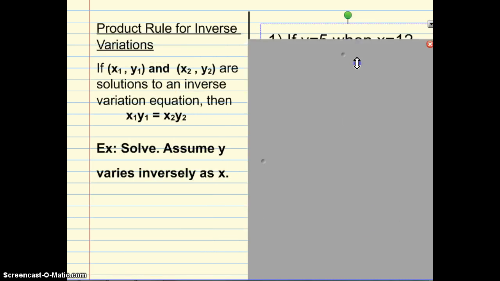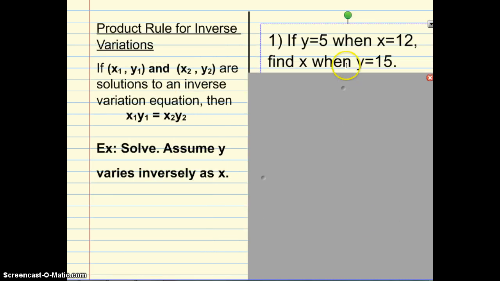All right. We have a product rule for inverse variations. If we have 2 solutions, x1, y1, x2, y2, if they are solutions, then x1, y1 multiplied is equal to x2, y2.